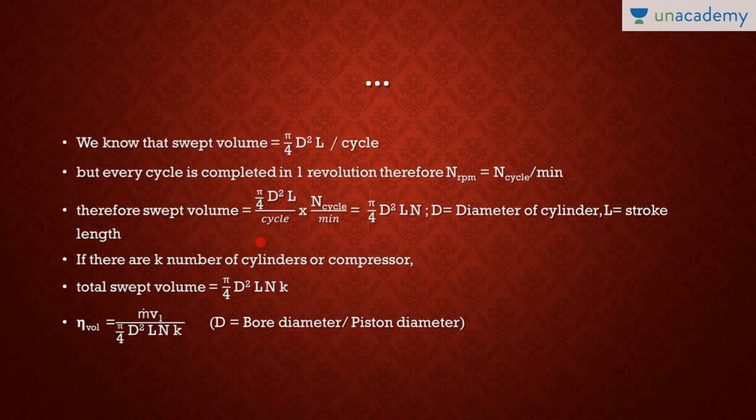So pi by 4 d square L per cycle into N cycles per minute comes out to be pi by 4 d square into L into N. So this is in the denominator, and if there are k number of cylinders, I mean if in the question it is given that there are 2 cylinders, 3 cylinders, 4 cylinders, then in the denominator the total swept volume comes out to be pi by 4 d square L into N into k. This is the total swept volume, right?